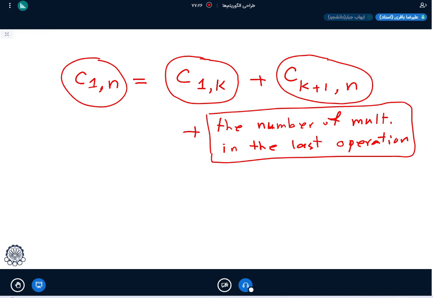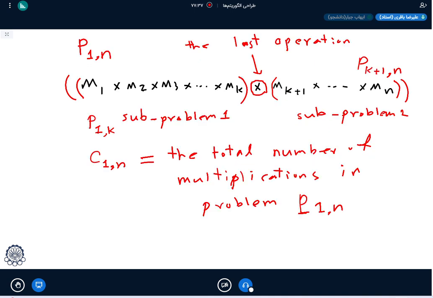Excuse me, doctor. Do you mean by optimal the final or the last multiplication? Does it mean the last operation is the optimal?